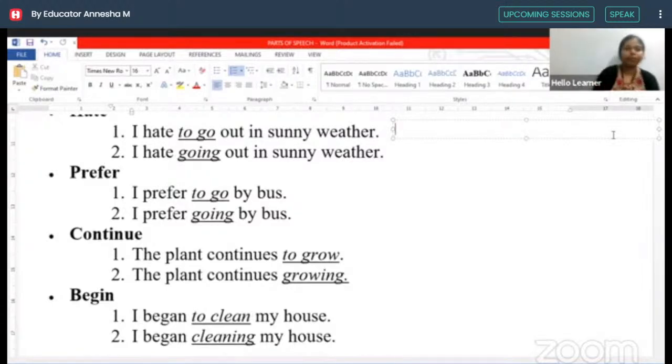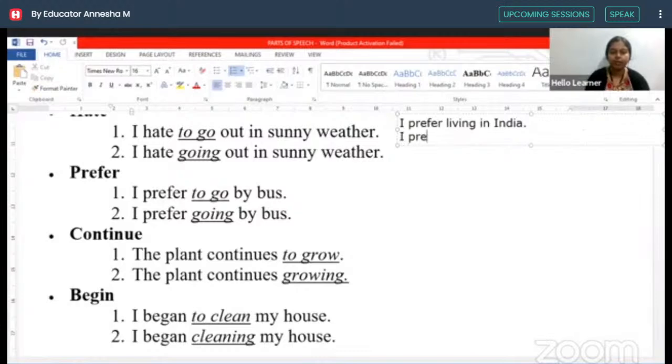Yes. Dipali, Abhay, Shima. Any sentences? Yes, Shweta. You don't have to continue, you can use continue. Ma'am, I prefer living in India. Very good. I prefer living in India. How can you say this in another way? I prefer to live in India. Very good. Absolutely correct.